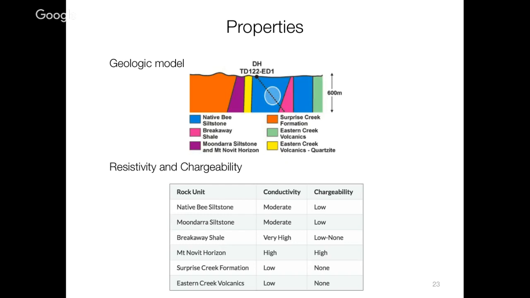And here's our table. Here's our physical property table. Remember, in conductivity, the thing we were looking at was Mount Noblet Horizon, which had a high conductivity. It distinguished itself from everybody else except for this breakaway shale, which had a very high conductivity. So that was the big geologic unit. If you look at chargeability, however, the Mount Noblet Horizon is really the only one that has high chargeability. So even the breakaway shale's got kind of low to none, and other things are low. So now we've got a fighting chance of working with both of these things and seeing what we can find.